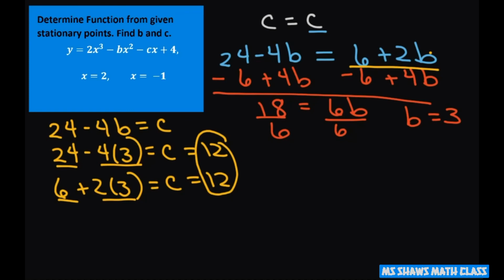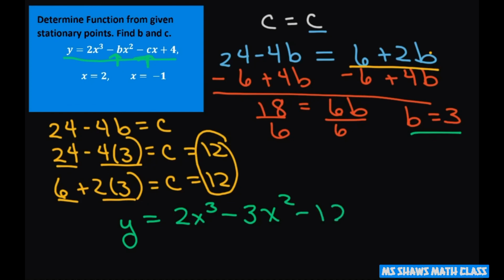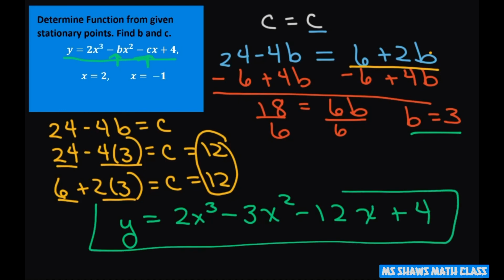Now we just substitute back in, because our goal is to determine our function and fill in these coefficients, b and c. So now our function is y equals 2x cubed minus 3x squared minus 12x, and then we have our plus 4. And that is your final answer.